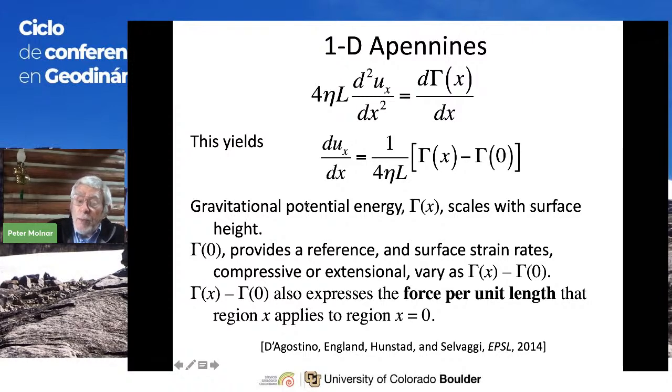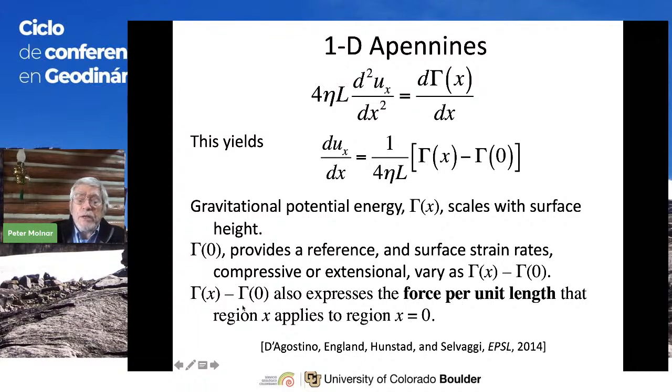And remember, gravitational potential energy scales with surface height. It's not linear with surface height, but it increases with surface height. Gamma 0 provides a reference, so one has to make an assumption, and that's something we don't usually know, though we can try to infer it, as I will show. And the surface strain rates, whether they're compressive or extensional, will vary by this difference. I'll get to that in a second.